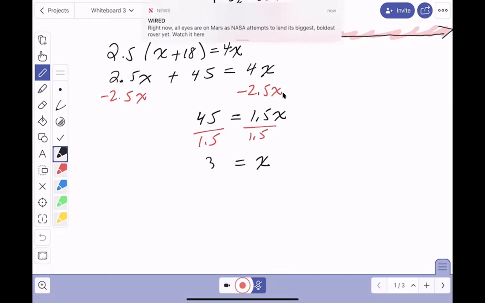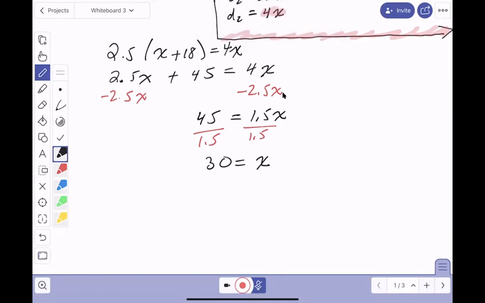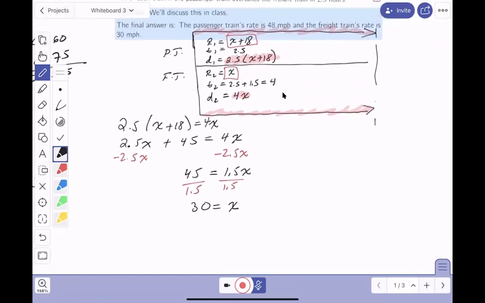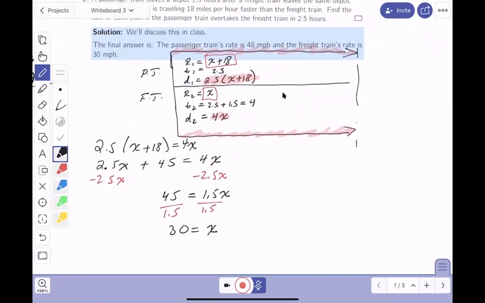I'll put this over here. All right. So someone says, oh, gee, I'm done with the problem. You're not done with the problem, by the way, because you don't even know what this means at this point. You got to go back to their question. And what was their question? Their question was, what's the rate of each train? Now I can write it down.